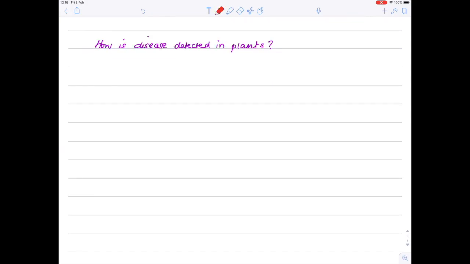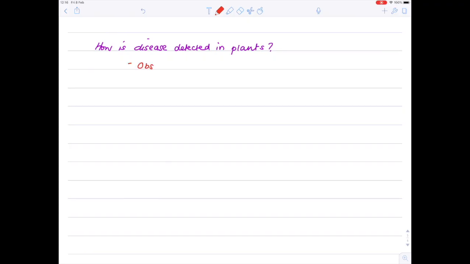So how can disease actually be detected in plants? First of all, just by looking at them, so we observe the symptoms. Such as if a plant's suffering from tobacco mosaic virus, you get a very distinct discoloration of the leaves. You can also use home testing kits, or you could send off your sample to a laboratory for analysis.